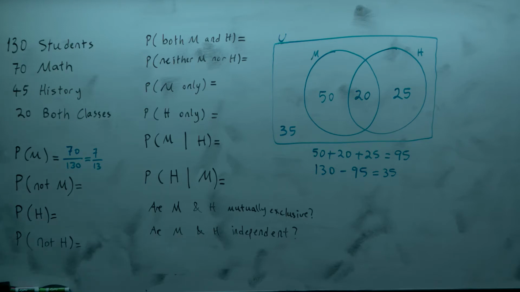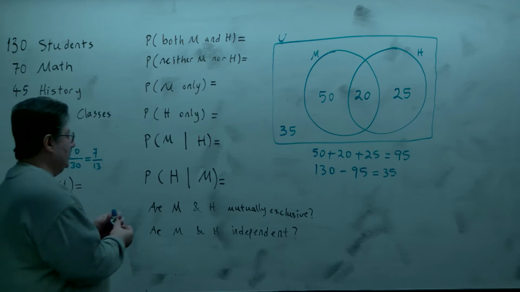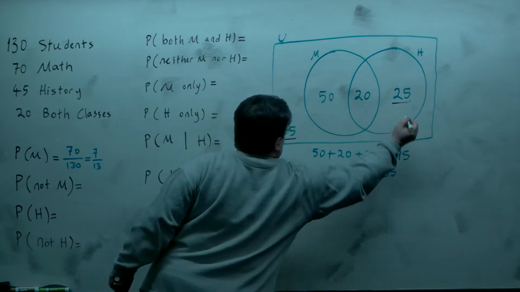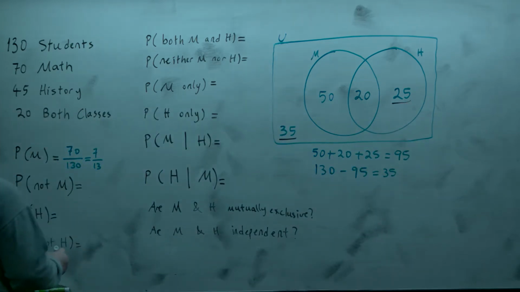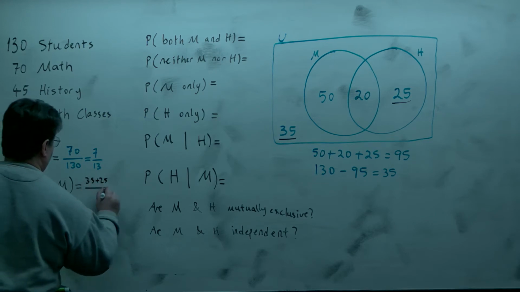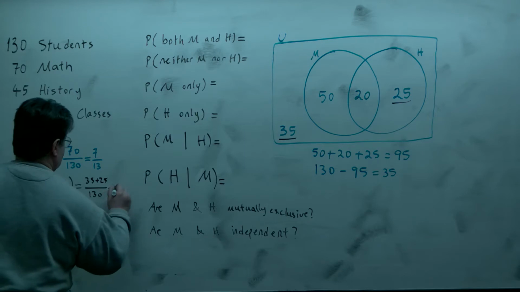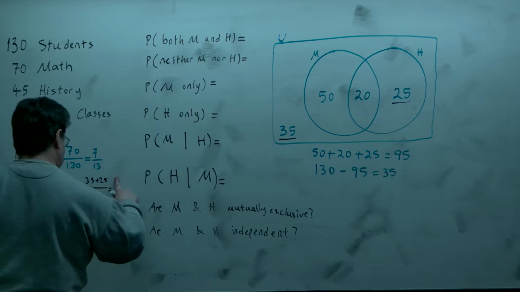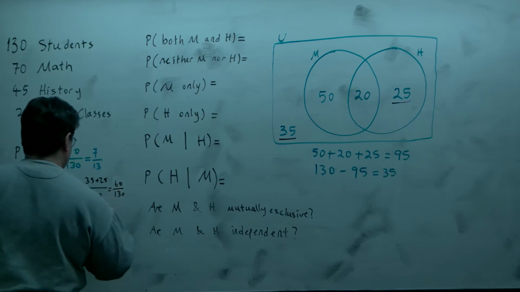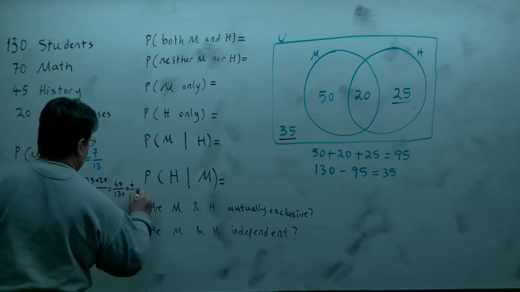What is the probability that a randomly selected student does not take mathematics? If the student is not taking mathematics, then we are interested in these two. So we can do 35 plus 25 divided by 130, which is 60 divided by 130, which is 6 divided by 13.